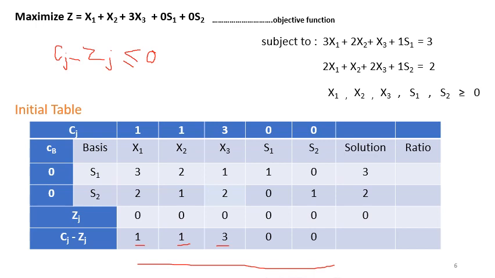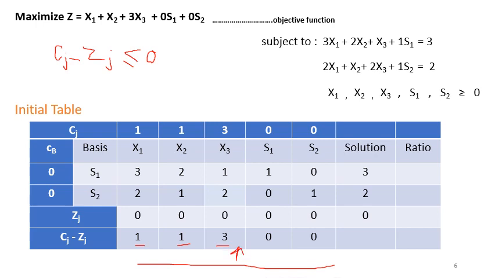So now what you have to do is select the maximum among these, the maximum Cj minus Zj value, and whichever variable it is associated with. In this case, the maximum value is this 3.